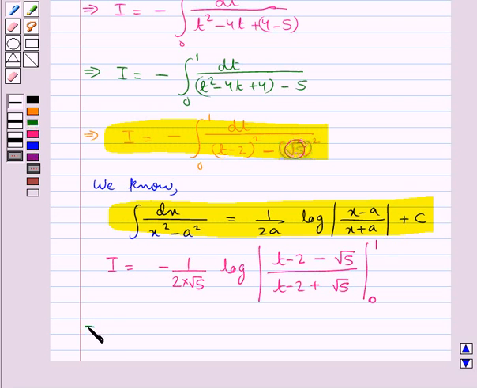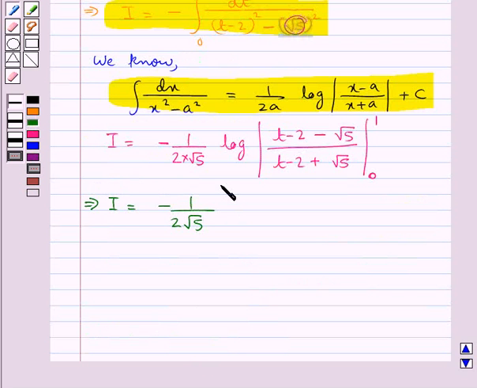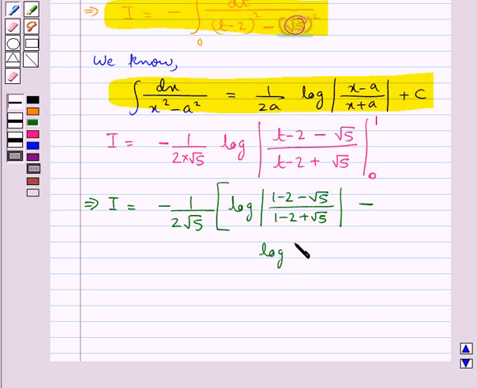So I is equal to minus 1 upon 2 root 5, this into log. Now putting t as 1, we get 1 minus 2 minus root 5 upon 1 minus 2 plus root 5, minus log. Now we put t as 0. 0 minus 2 minus root 5 upon 0 minus 2 plus root 5.